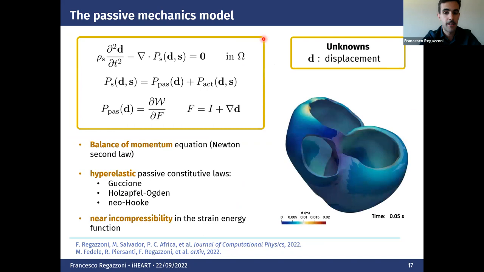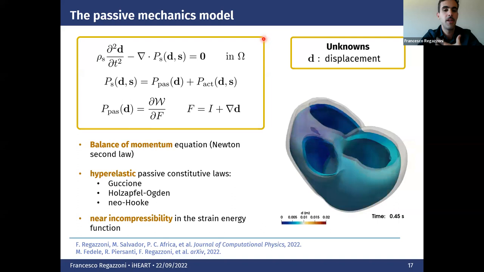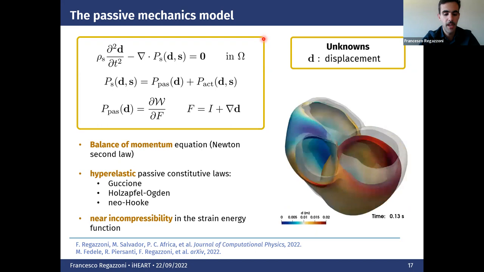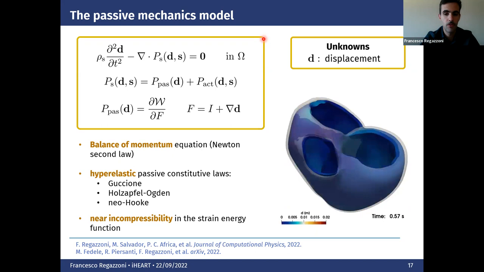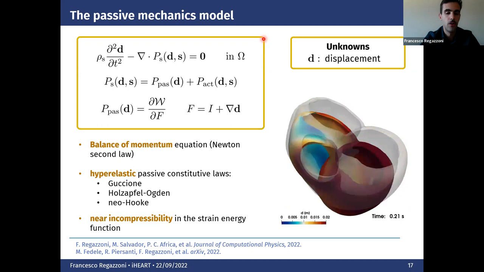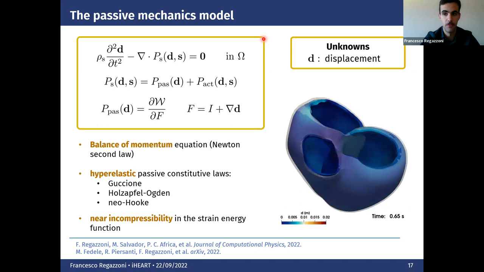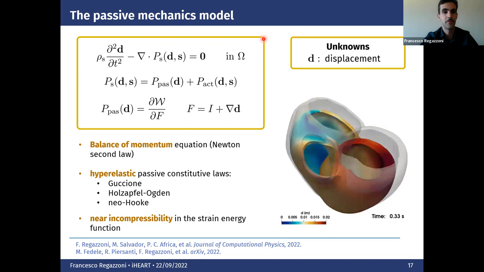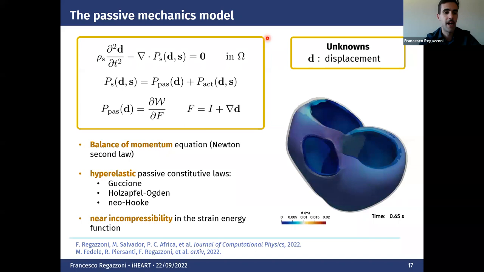Then another ingredient that we need in our model is to describe the passive behavior of the myocardium, of the cardiac muscle. By passive behavior, I mean the constitutive behavior of the muscle as an elastic body. So all the elastic bodies that are around us have their proper constitutive law. And also the constitutive law of the heart has been characterized. And also this is a partial differential equation. And this derives from the balance of momentum.